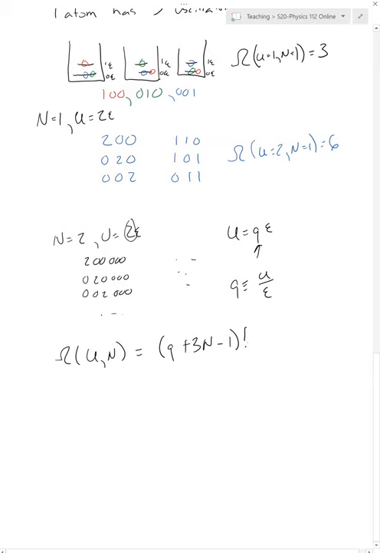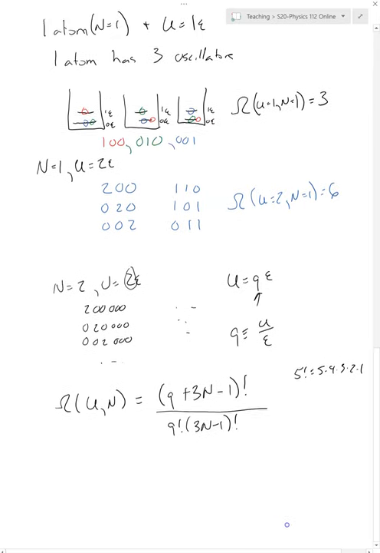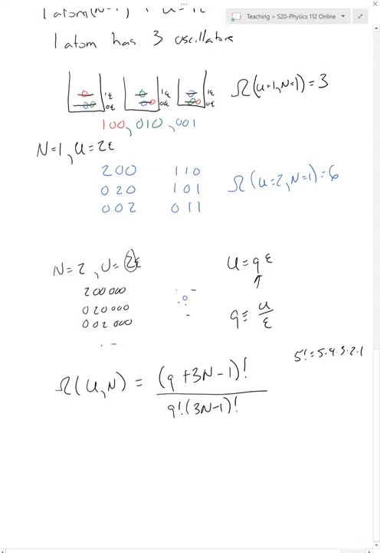If you don't remember from your high school classes, factorial just means that you multiply by that number and keep going down. So 5 factorial is 5 times 4 times 3 times 2 times 1. That's what a factorial is. So we put a q factorial down here, and we do a 3n minus 1 factorial. I'm not going to go into the derivation of this, but let's just check it for the two systems that we actually wrote things down for.